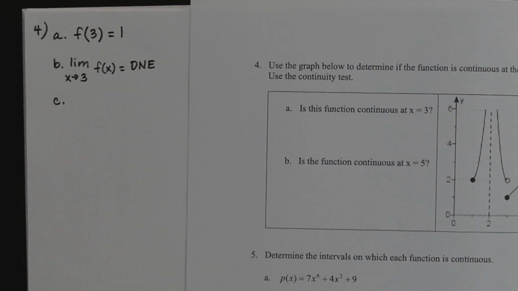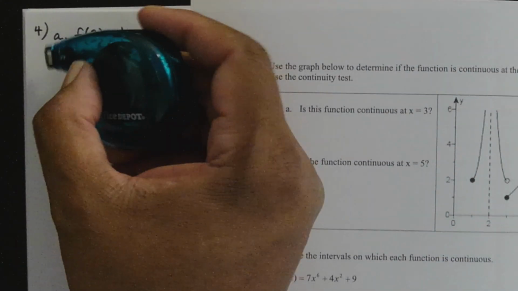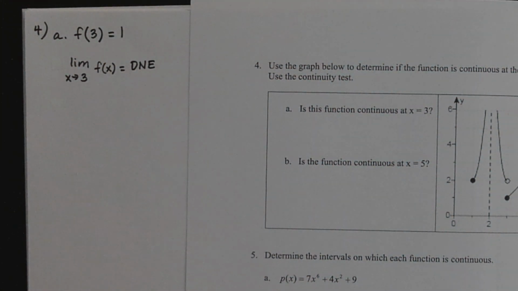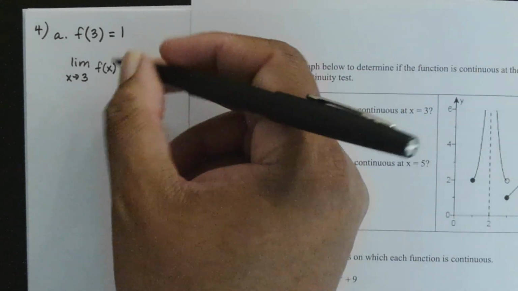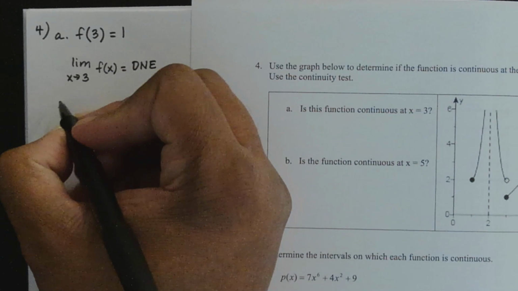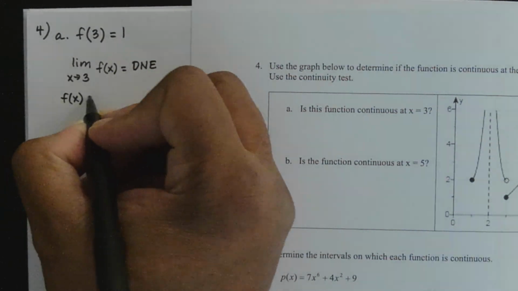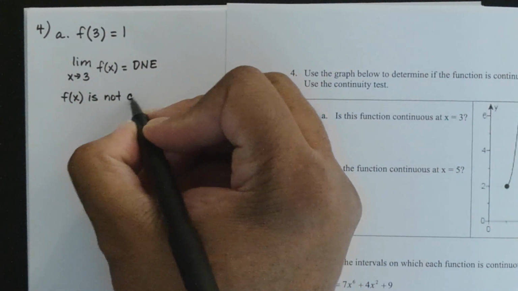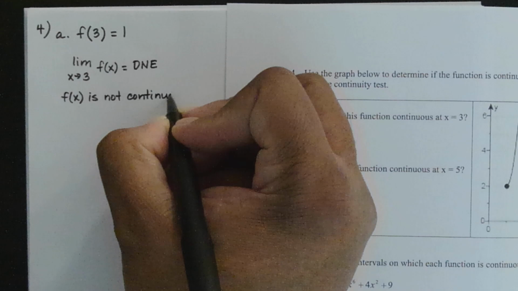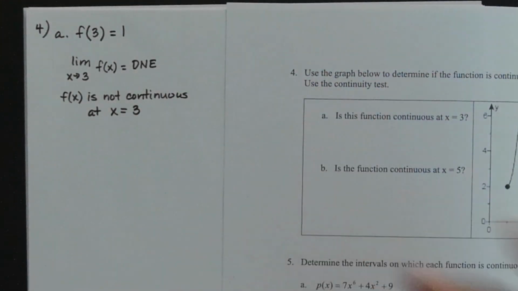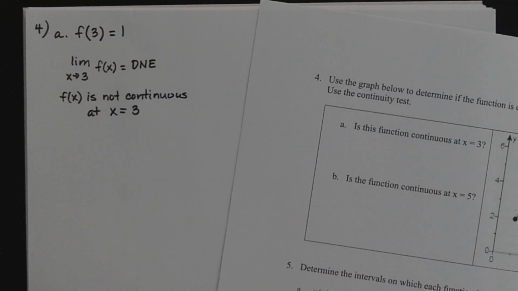So, to answer that question, is it continuous? Well, let me remove this. Is it continuous at x equal 3? No, because it violates number 2. The limit doesn't exist. So that means that f of x, the function itself, is not continuous at x equal 3. Okay. All right, questions about part A.